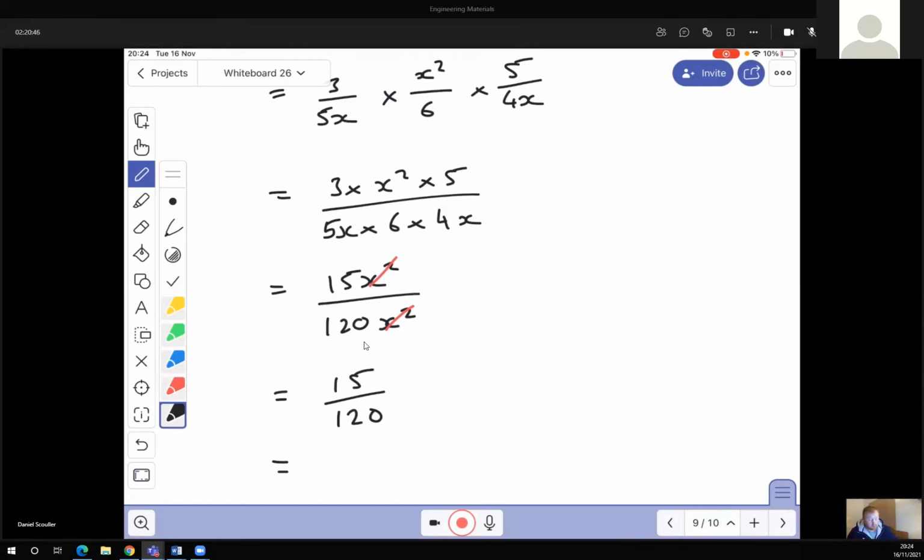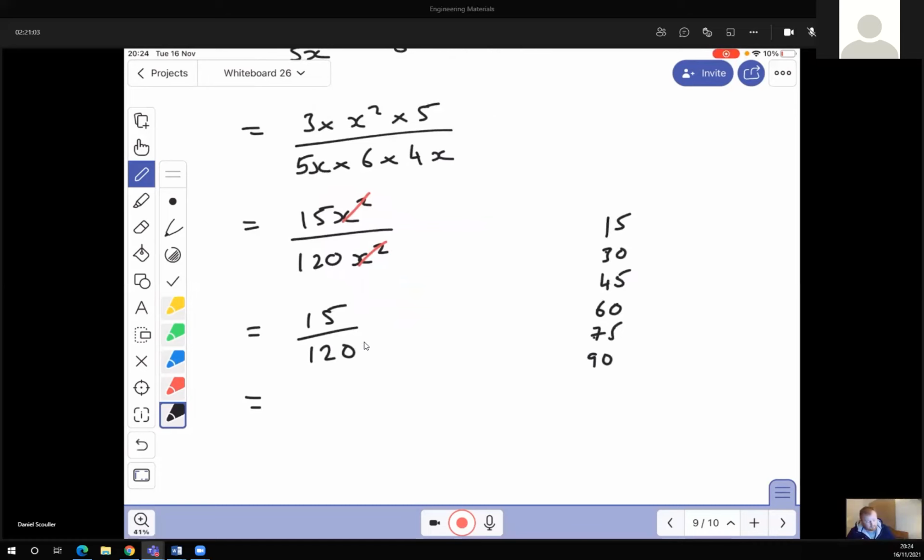Okay, and don't be scared just to write that down if it's quite a complex one like that. Just write it down. So 15, 30, 45, 60, 75, 90, 105, 120. Okay, so it does reach 120, so it's just a case of counting how many times it goes into that. So 1, 2, 5, 6, 7, 8. Okay, so it goes in top line once, goes in the bottom line 8 times.